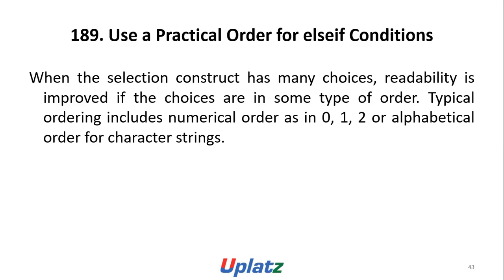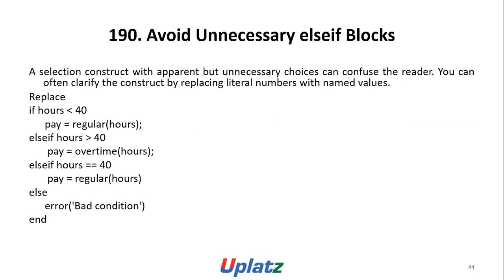When a selection construct has many choices, readability is improved if the choices are in some type of order. Typical ordering includes numerical order, as in 0, 1, 2, 3, or alphabetical order for character strings. Avoid unnecessary choices: a selection construct with apparent but unnecessary choices can confuse the reader. You can often clarify the construct by replacing literal numbers with named values.